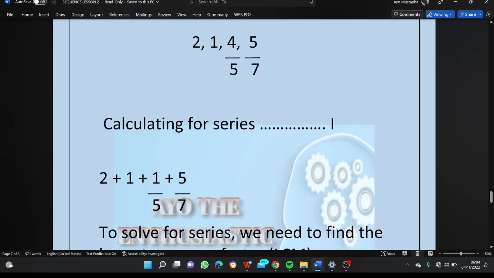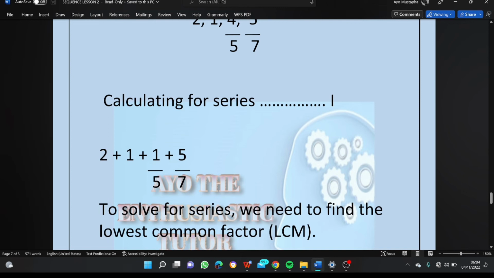Now we have our answer is 2 plus 1 plus 4 over 5 plus 5 over 7. These first two can also be said to be 2 over 1, then 1 can be said to be 1 over 1.